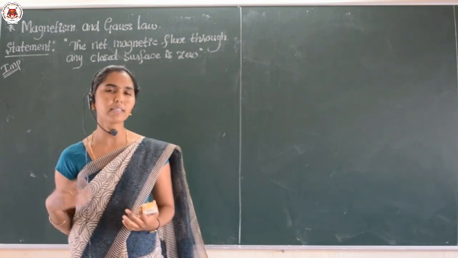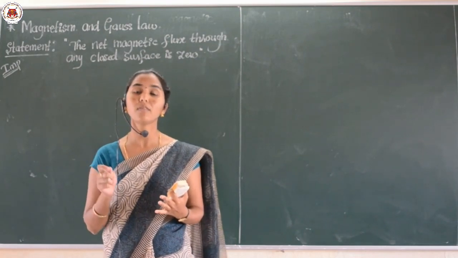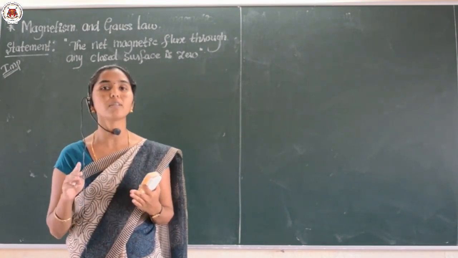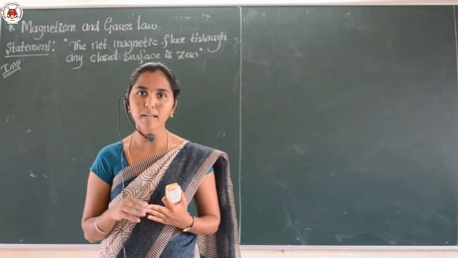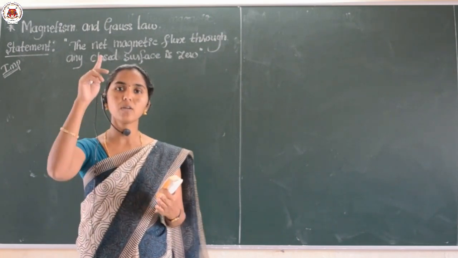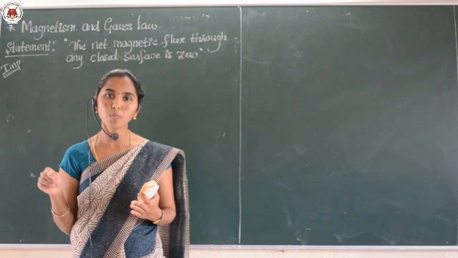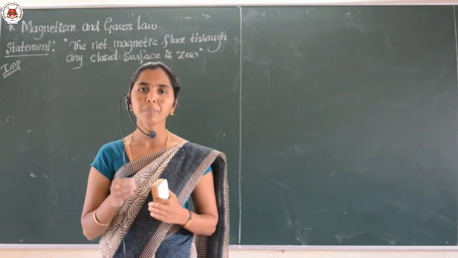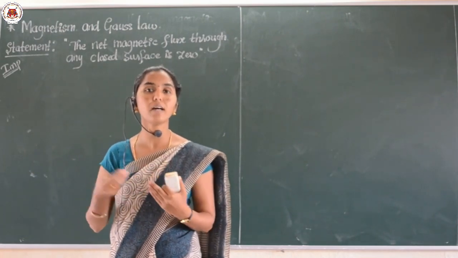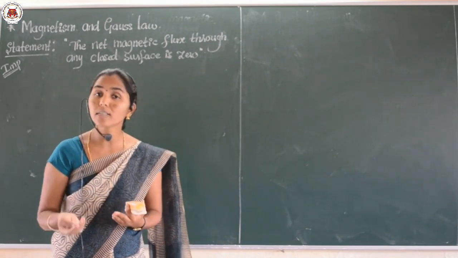What does it explain? The Gauss law in electrostatics tells that the net flux, that is the electric flux, through any closed surface is equal to 1 upon epsilon naught times the total charge enclosed in the surface, that is phi E is equal to 1 upon epsilon naught times q, that you have learnt already. Then the same Gauss law we are using in magnetism also. Then what is the difference here? What does the law state here?